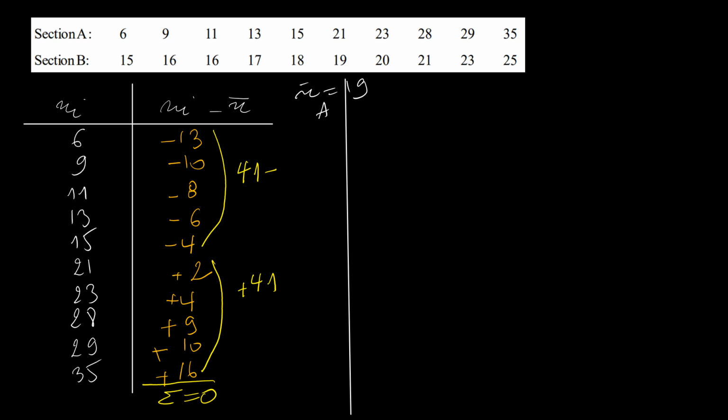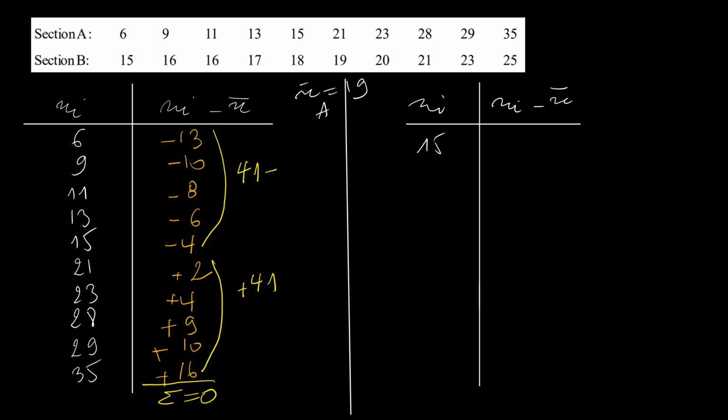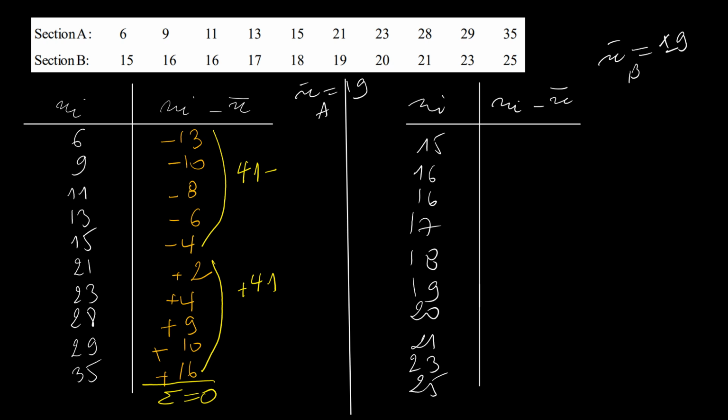Let's now find the sum of deviations from the mean for scores in section B. So we have xi minus x bar. We have 15, 16, 16, 17, 18, 19, 20, 21, 23, and finally 25. As we know, x bar of section B equals 19 as well. So xi minus x bar: 15 minus 19 is negative 4, negative 3, negative 3, negative 2, negative 1, 0, 1, 2, 4, and finally 6.